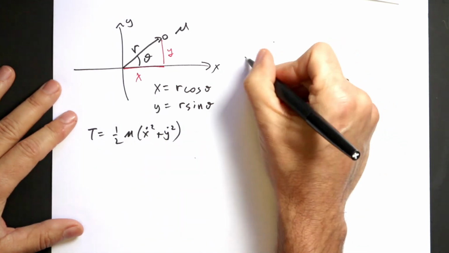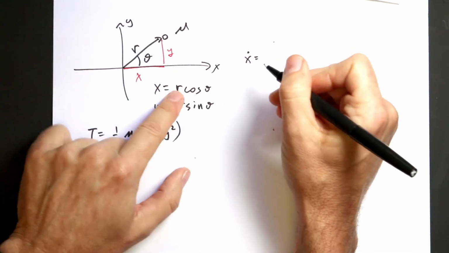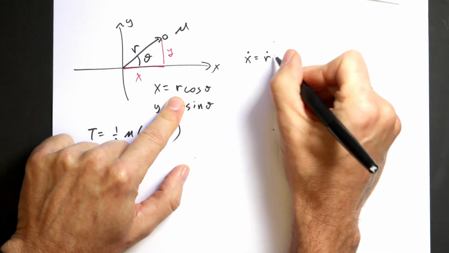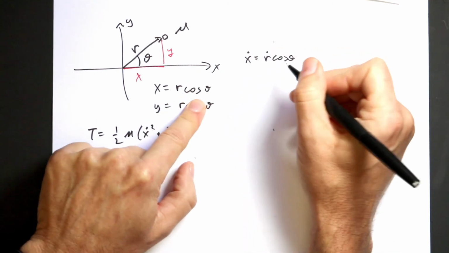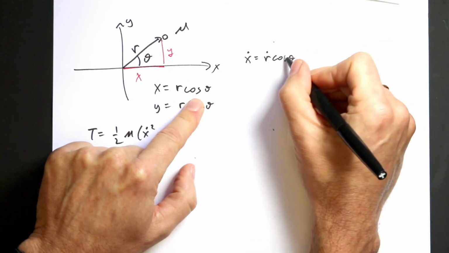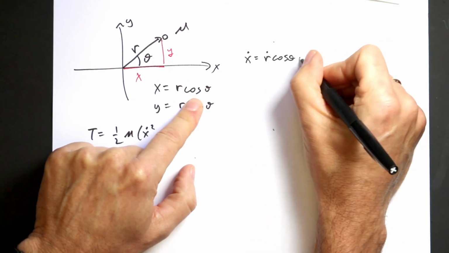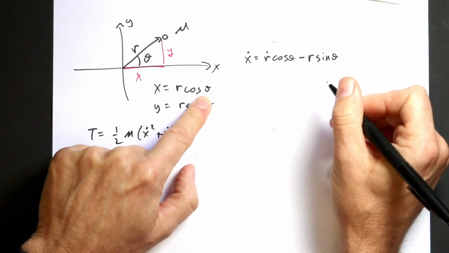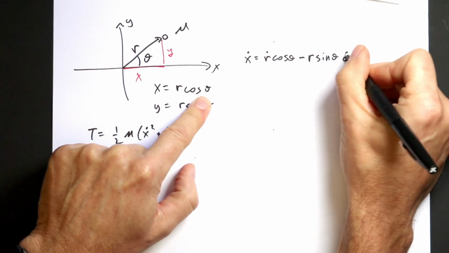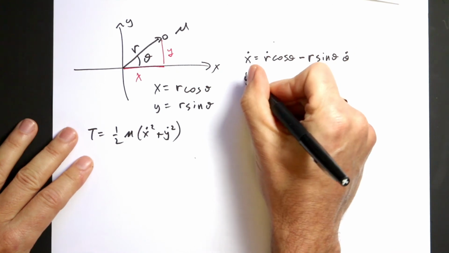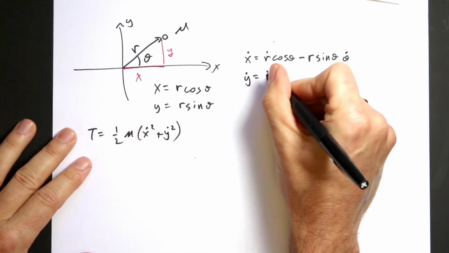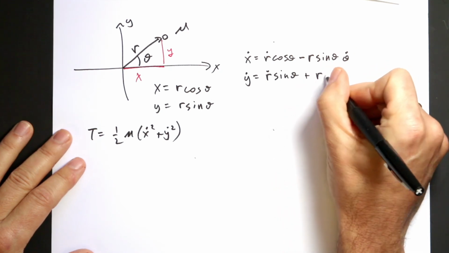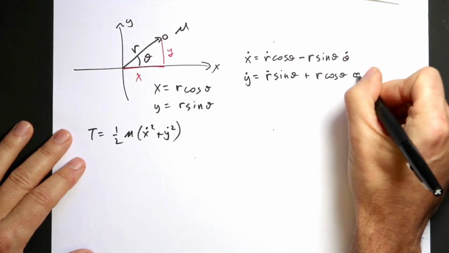So let's say x dot, the derivative of x, is going to be the derivative of r with respect to time, which is r dot. But now I have to take the derivative of this. The derivative of cosine theta is negative sine theta. But then I have to take the derivative of the inside, so I get a theta dot. Now let's do the same thing for y. y dot is going to be r dot sine theta plus r cosine theta, theta dot.